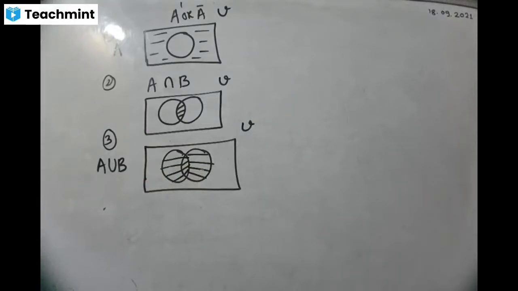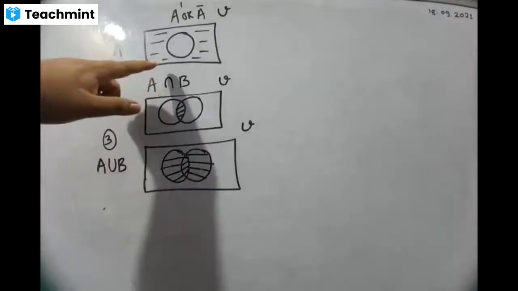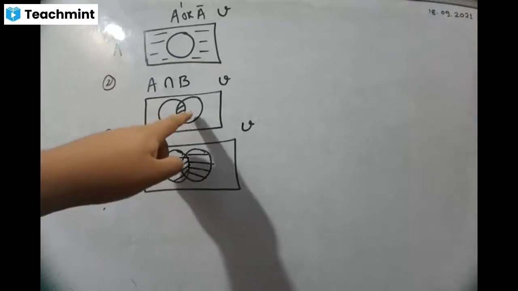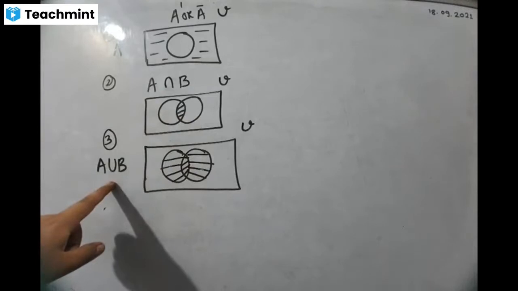So the first one was complement, everyone. A complement means all the elements which are not there in A. So that is A complement. The other one is A intersection B. A intersection B means all the elements which are common to A and common to B, that is intersection. The third one is union.